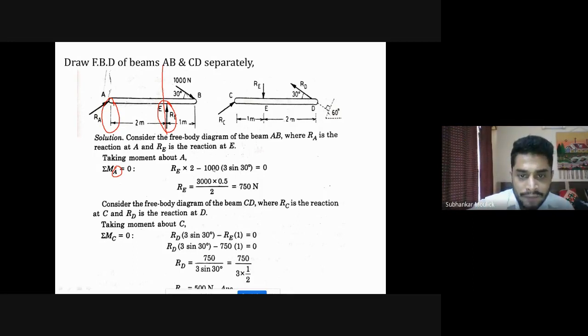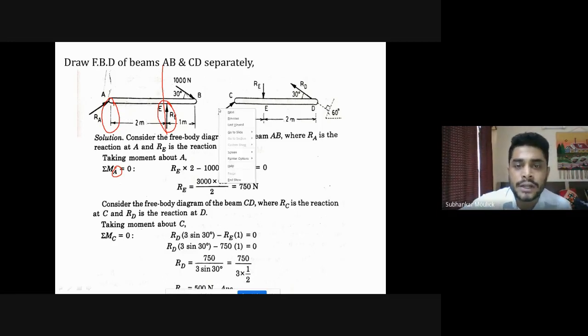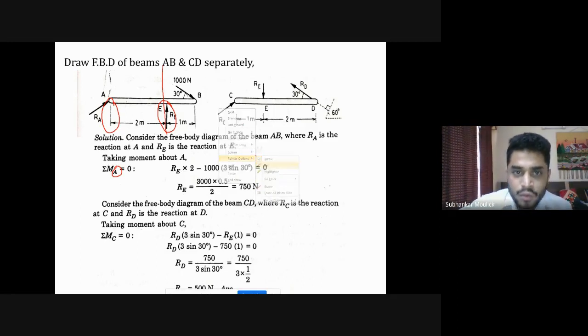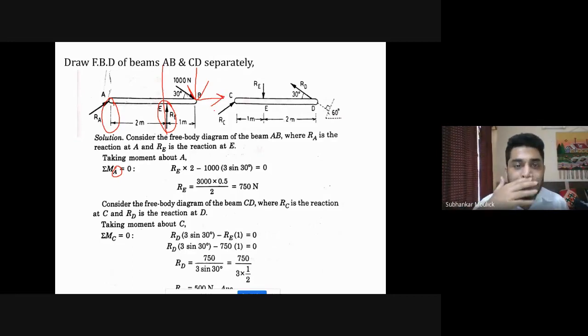So here they have taken anti-clockwise moment positive. If I am taking anti-clockwise moment positive throughout the problem, I will take clockwise moment negative. So RE into 2 is the moment, as well as this 1000 Newton is having two components. One component is the horizontal component, 1000 cos 30, and another is the vertical component, 1000 sin 30.